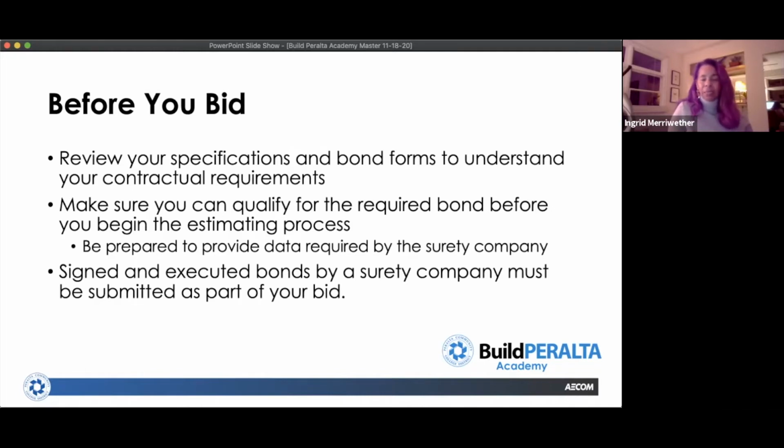And then like any bid documents that are required, you want to make sure that bonds that are submitted are properly signed and executed. This is really a task of your broker to make sure that this is done, but just something to be mindful of. Next slide.